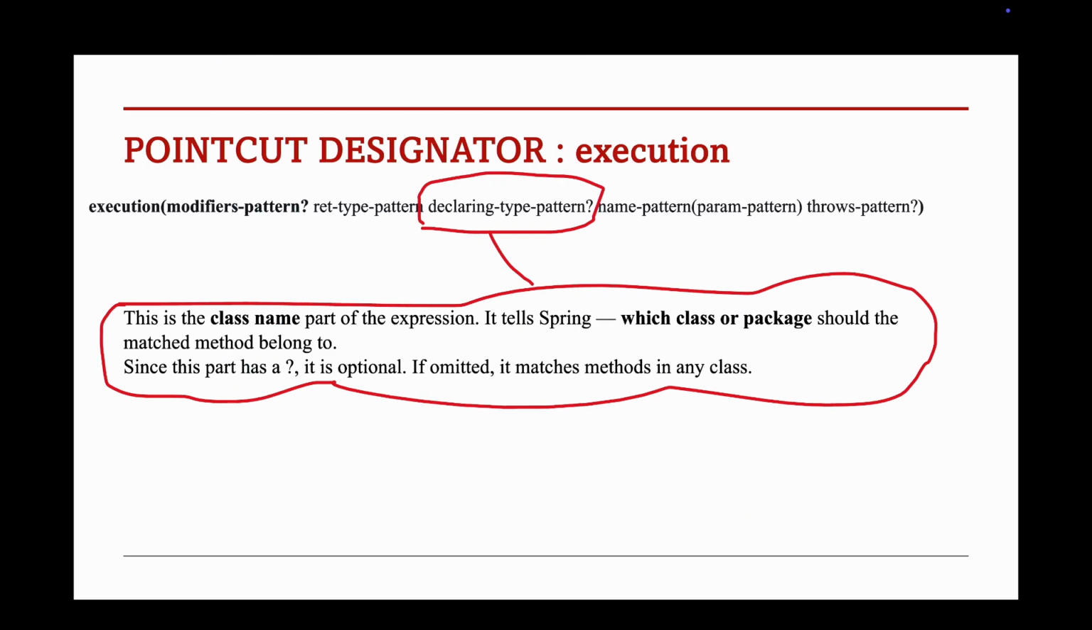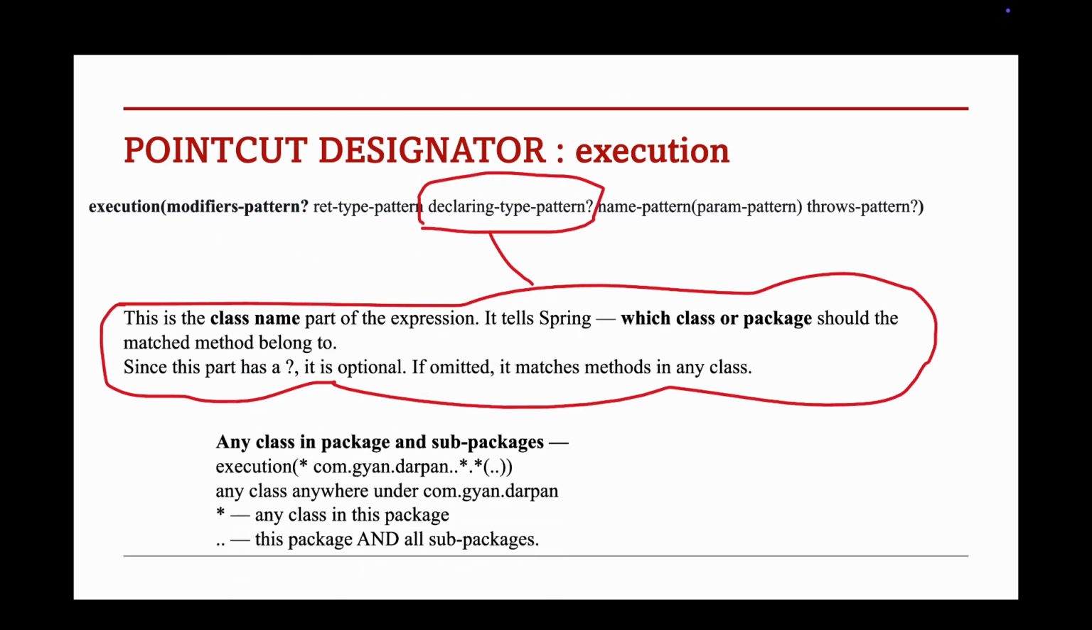Alright, third option. Any class in a package and all its subpackages. And this is where the double dot wildcard comes in. Notice the double dot after derpun, before the class name wildcard. That double dot is very powerful. It tells Spring, match any class in the derpun package and any class in any subpackage nested inside derpun.